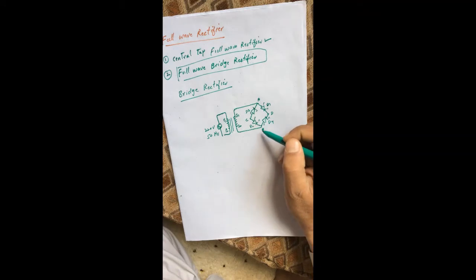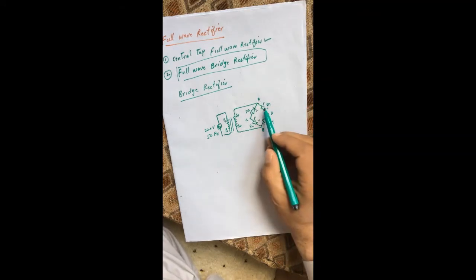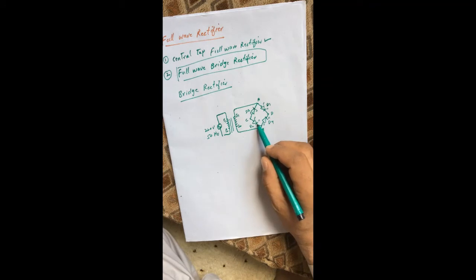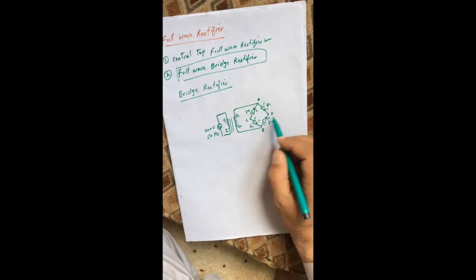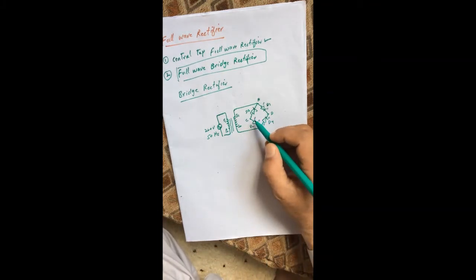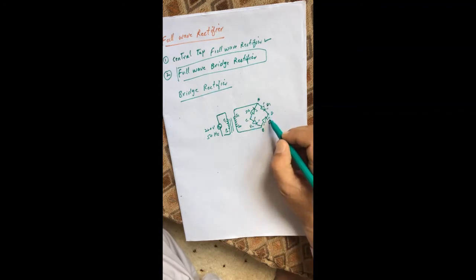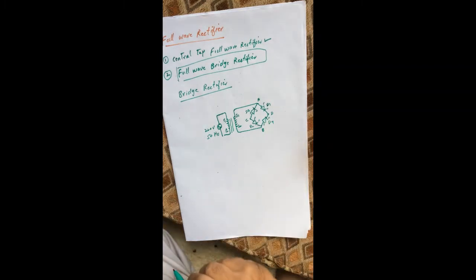So points A and B are different because opposite ends of diodes D1 and D3 are connected. The N side of diode D3 and P side of diode D1 are connected to point A. Similarly, the N side of diode D2 and P side of diode D4 are connected to point B. But points C and D are the same end because both P sides of diodes D2 and D3 are connected to point C. Similarly, both N sides of diodes D1 and D4 are connected to point D.